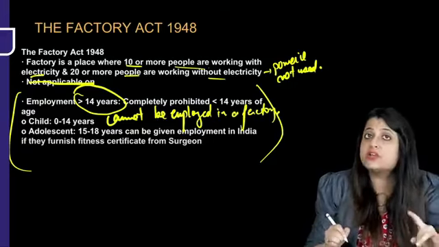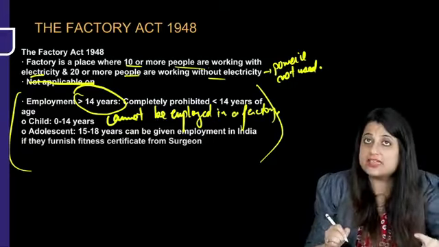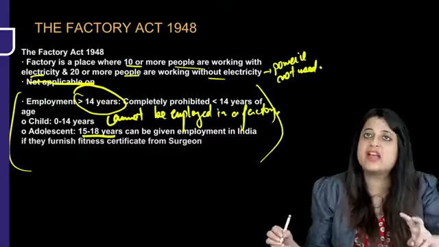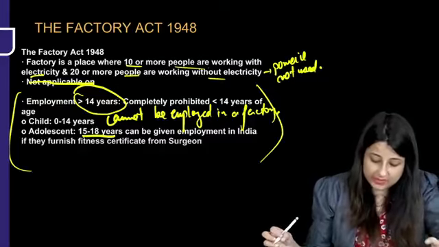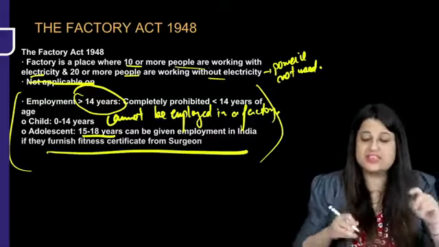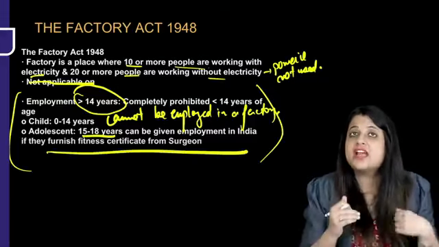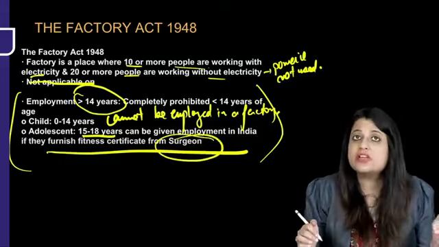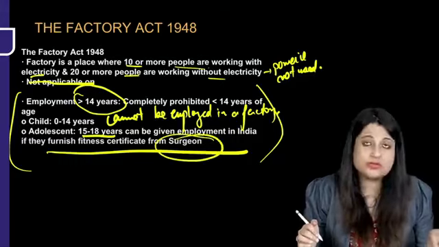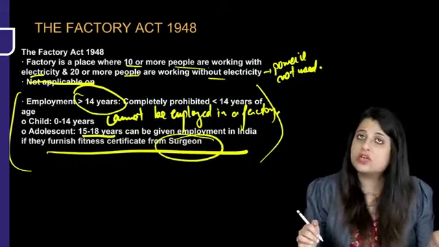But if it is an adolescent, everybody, please remember 15 to 18 years. Although adolescence is up to 19 years, in the Factories Act we are considering up to 18 years. They can be given employment in India if they furnish a fitness certificate, if they are certified fit to work by a certifying surgeon. Otherwise, according to the Factories Act, no one up to the age of 14 years can work in a factory.